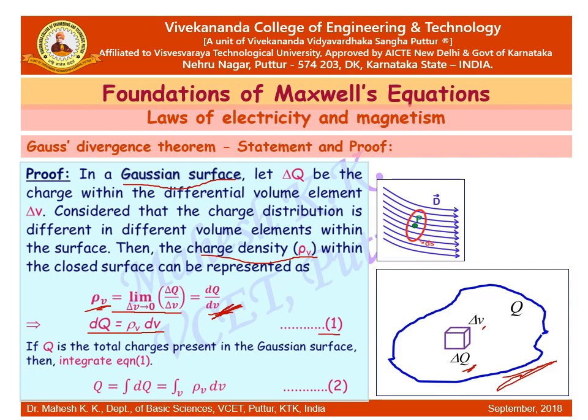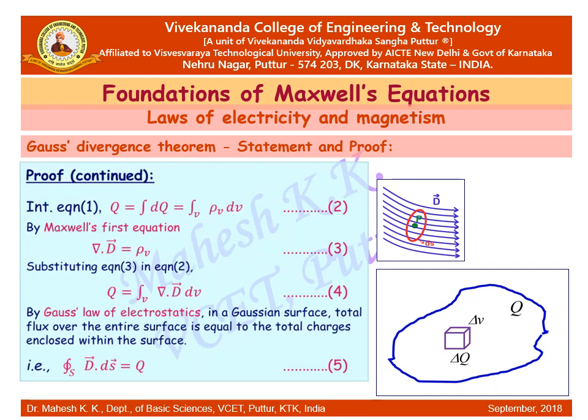So if capital Q is the total charge present in the entire Gaussian surface, then integrating equation 1, we can write Q, which is nothing but the integration of dq, is equal to the integration of rho v dv. Let it be equation 2. In the next slide also I have written equation 2.